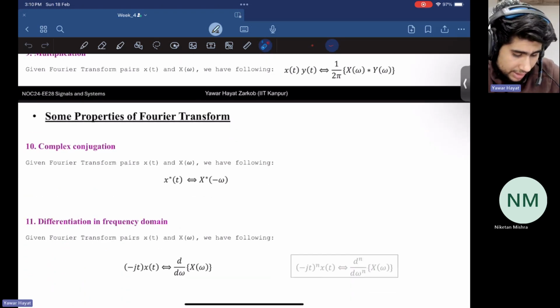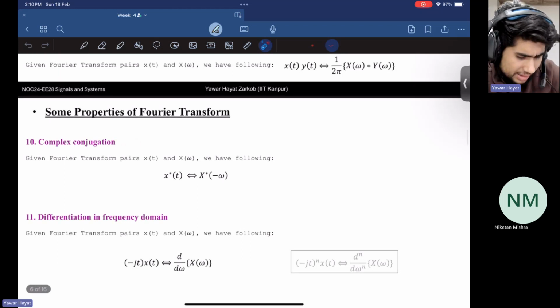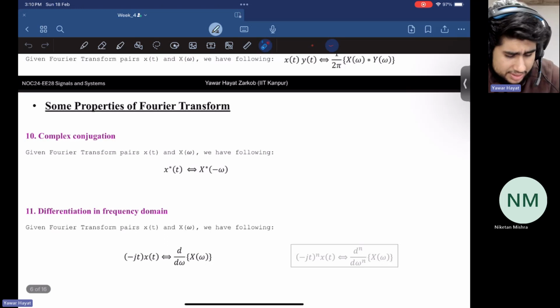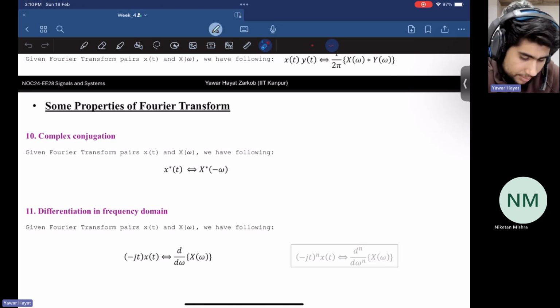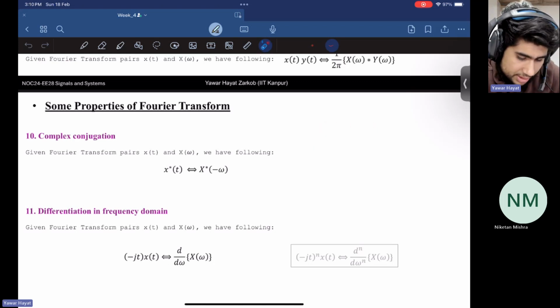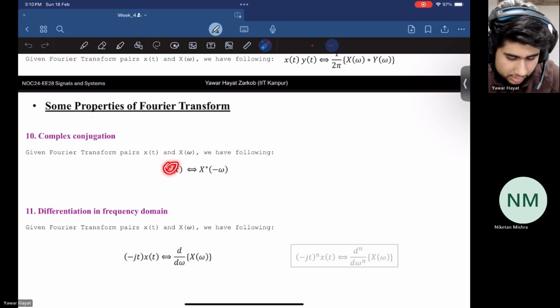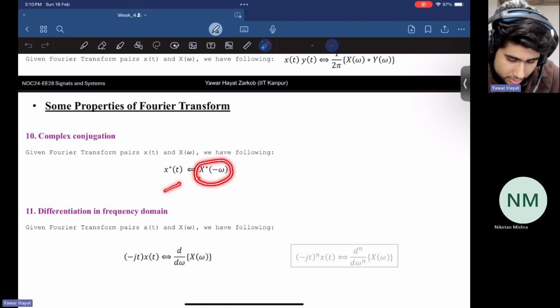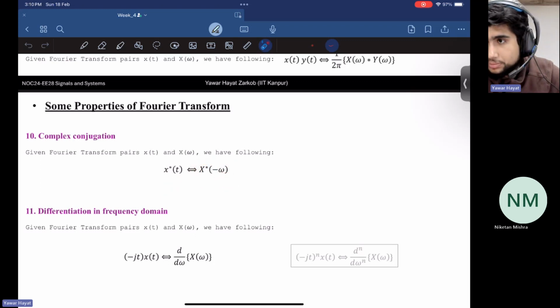Then we have this complex conjugation. Given the Fourier transform pairs x of t and x of omega, we have the following. This is the conjugate of x of t. If I'm taking conjugation in the time domain, what happens in frequency? The conjugation with time reversal, right?